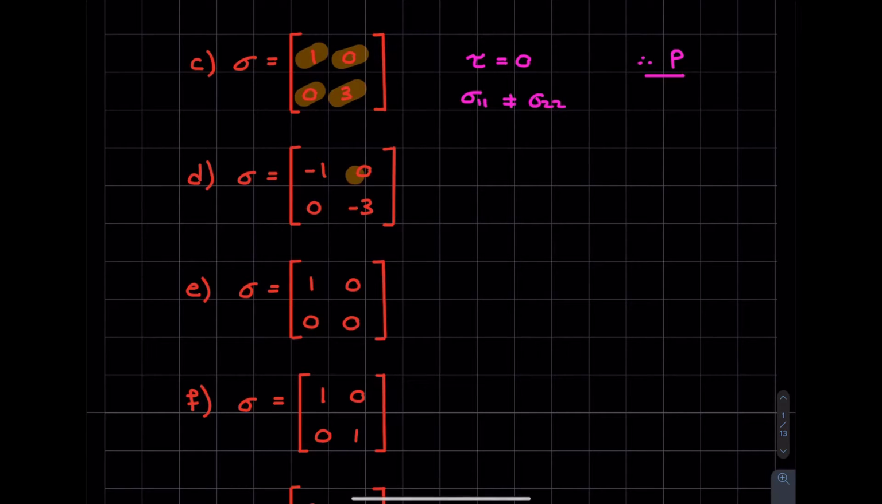I come down to the next one. Oh, 0 and 0 for my tau. So I can say, okay, tau is equal to 0.